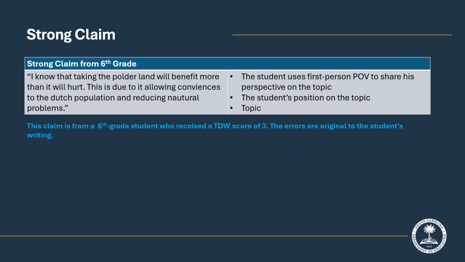The student clearly states his or her position. Taking the polder land will benefit more than it will hurt. The student then provides 2 reasons that are based on the text provided on the test, conveniences to the Dutch population, and reducing natural problems.